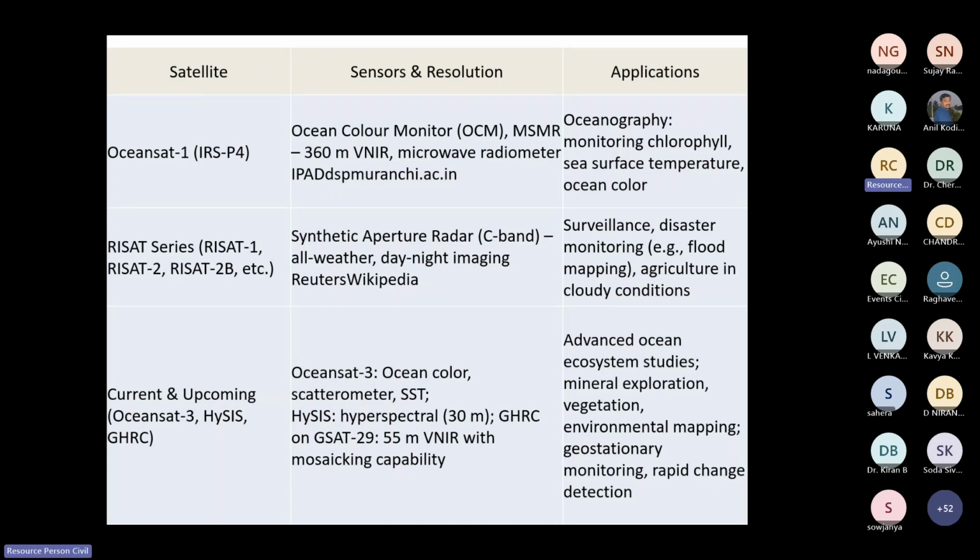So another satellite type which I would like to tell you about is hyperspectral remote sensing. These are advanced remote sensing, I can say. Hyperspectral remote sensing is also very much useful for detection of minerals, exploration, vegetation, meaning how much green cover exists on the earth, environmental mapping and some rapid change detection studies also.